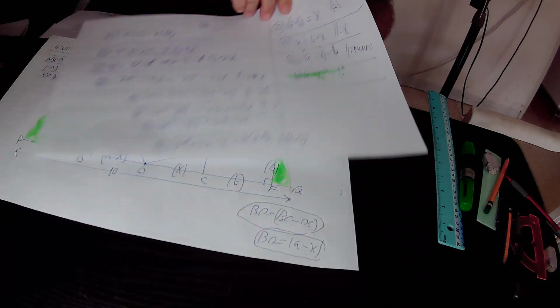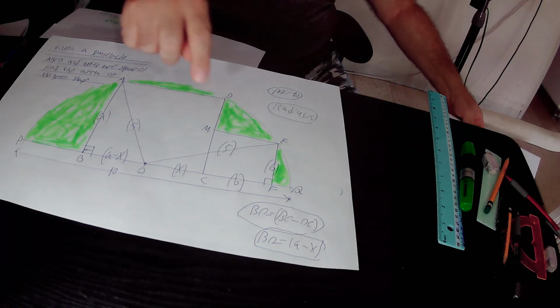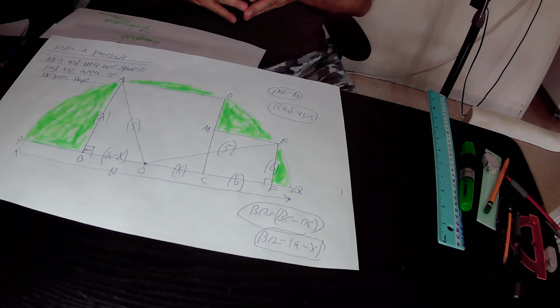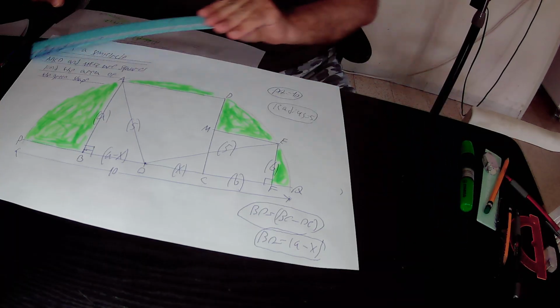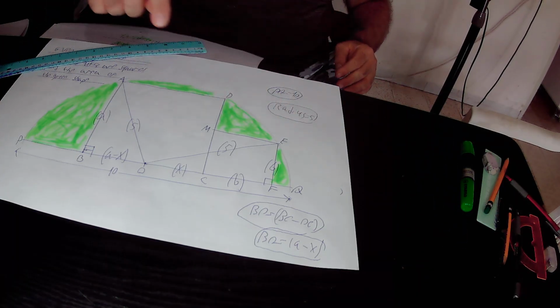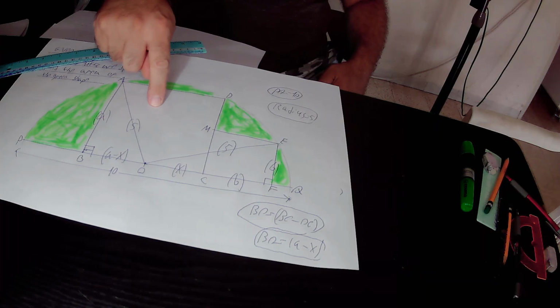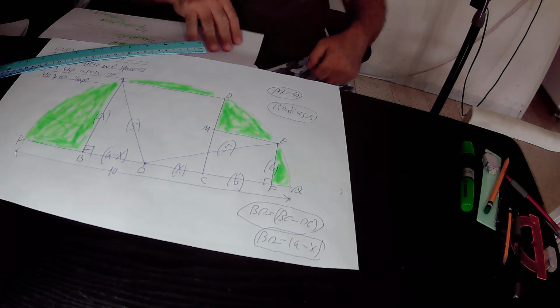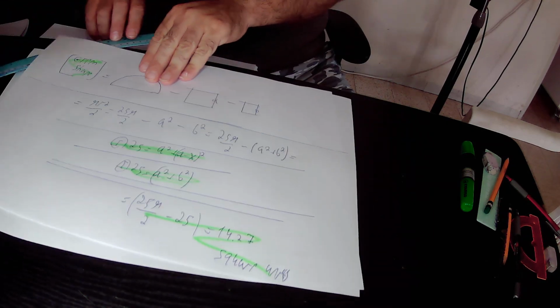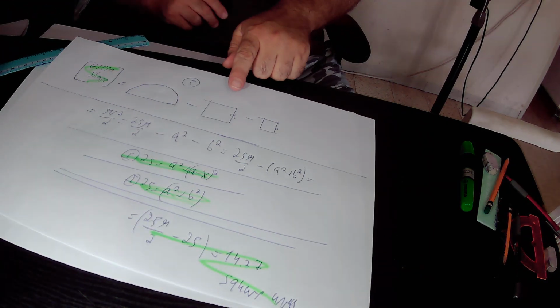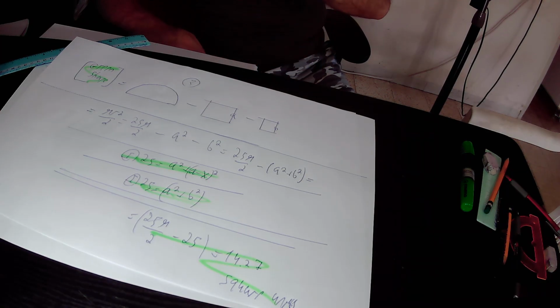Our task is to find out the area of this green shape. So what is the area of the green shape? From the moment it's very easy to see that the area of this green shape is equal to the area of the big semicircle minus the area of the big square minus the area of the small square.